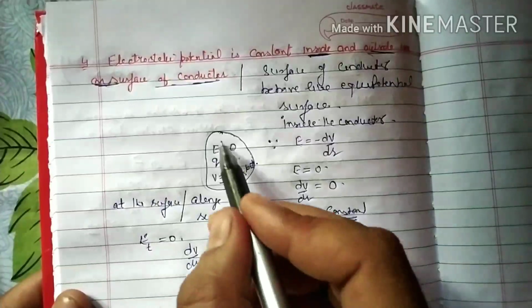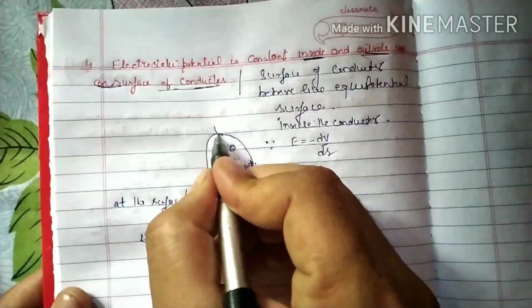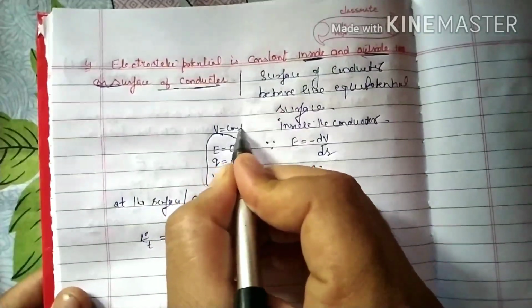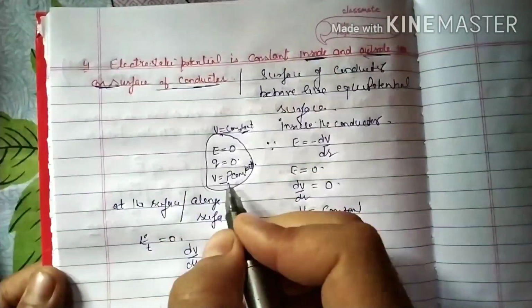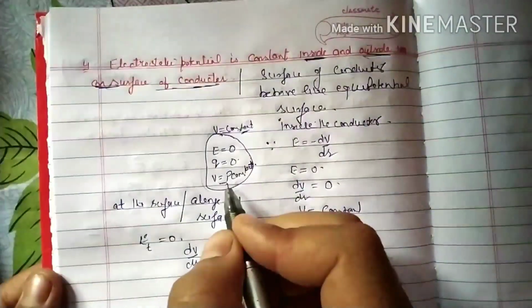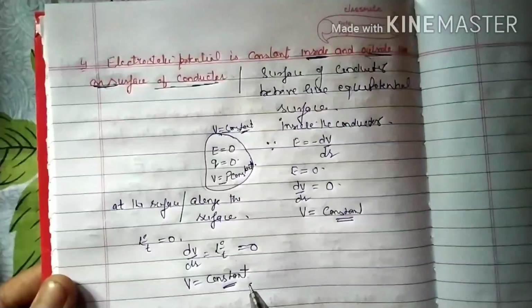So we can say that the surface of the conductor is like an equipotential surface where the potential remains constant throughout the conductor, inside as well as on the surface of the conductor. So I think this video is very useful to you.